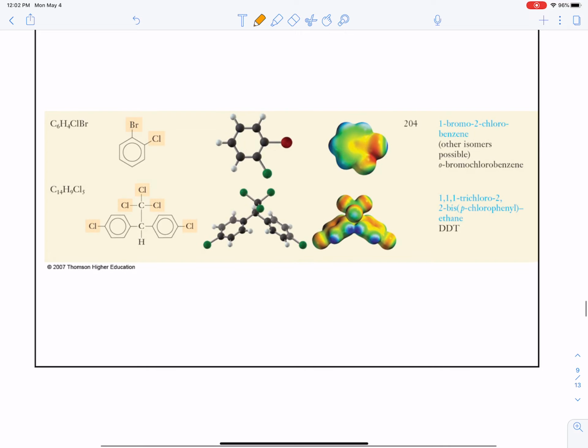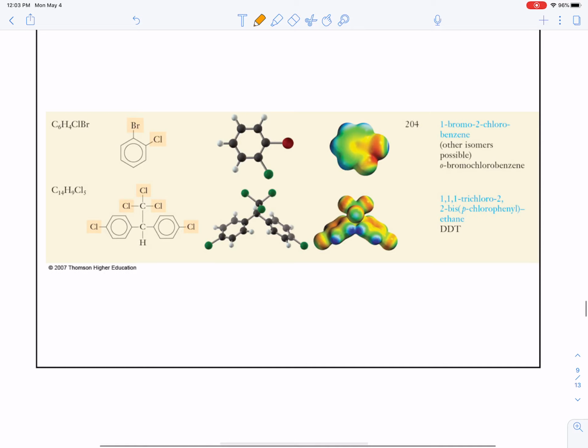You can have different structures in terms of your benzenes as well. So DDT is shown at the bottom. Lots of chlorine there. It's really great at helping us not have bugs. Problem is, it's really great at being an endocrine disruptor. Oy, that's frustrating.